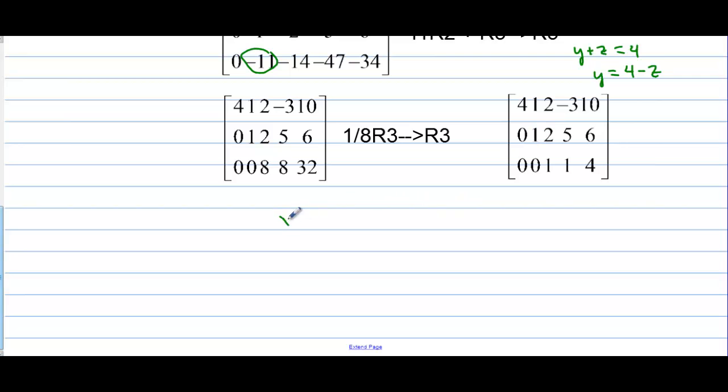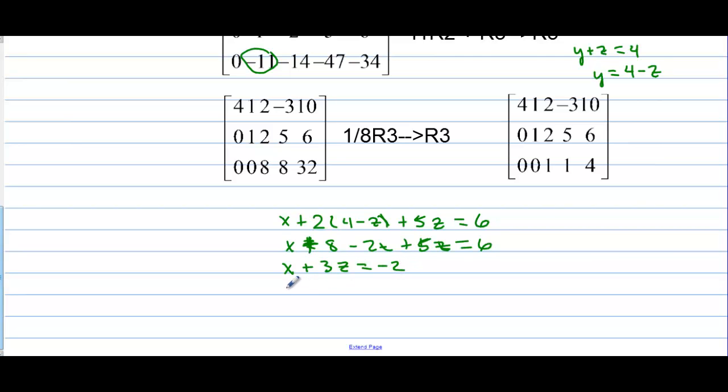I have right here x plus 2 times y. And y is 4 minus z. So 4 minus z. And then plus 5z is equal to 6. So x is equal to 8. Not 8, but plus 8 minus 2z plus 5z is equal to 6. That's plus 8. So we minus 8 over. So we have x plus 3z is equal to negative 2. And so x must be negative 3z minus 2. So negative 3z minus 2.